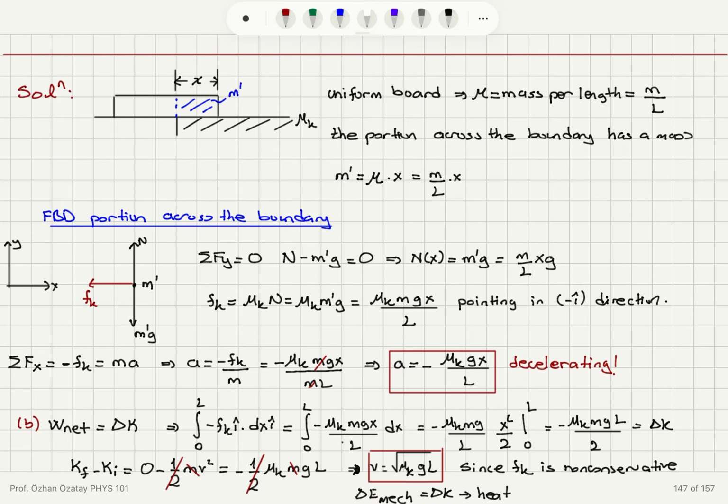There's no change in potential energy because y is a constant along this path. And the mechanical energy is converted to heat. And in this process, the change in kinetic energy is equal to minus 1/2 mu k m g L. So we find that the initial speed should be square root of mu k g L for this to be possible.